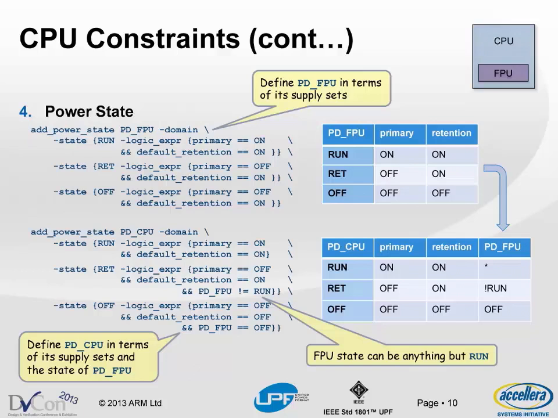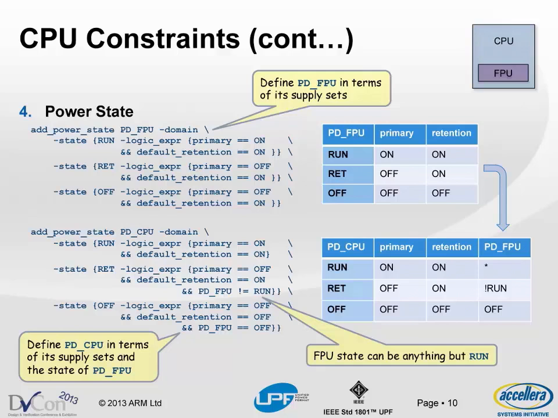In terms of the power state, we're going to create the power state for the domain FPU and the domain CPU, and the power state's going to be defined in terms of the supply sets. So the domain FPU has supply sets, a primary supply set and a retention supply set. When they're both on, we're in state run. When they're both off, we're in state off. But if the primary is off and the retention is on, we're in state retention. And that's essentially what's saying here in this power state commands.